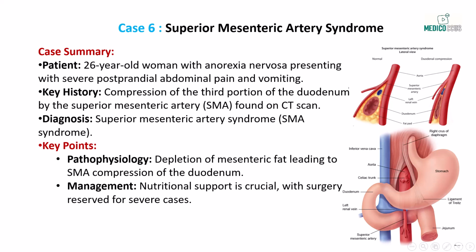SMA syndrome occurs in individuals with significant weight loss, which depletes the mesenteric fat pad that normally keeps the SMA from compressing the duodenum. The result is partial or complete obstruction of the duodenum, leading to symptoms similar to SBO. Initial management involves nutritional support, but severe cases may require surgical intervention.